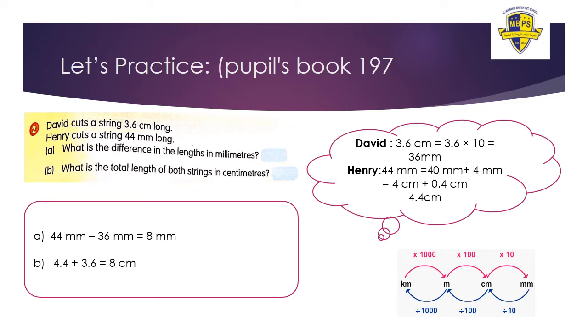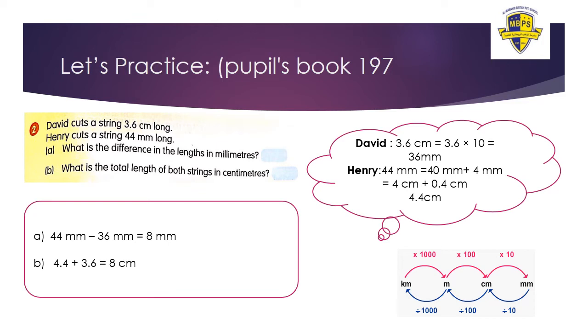Now B. In B, we want the answer in centimeters. So we want to convert Henry's string length to centimeters. Now, for Henry, it's 44 millimeters. This 44 is equal to 40 plus 4. 40 millimeters make 4 centimeters. Remember your ruler. 10 small units make 1 centimeter, so 40 small units make 4 centimeters.